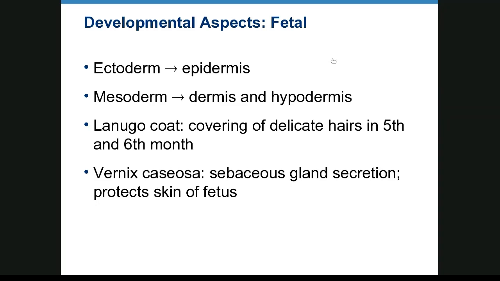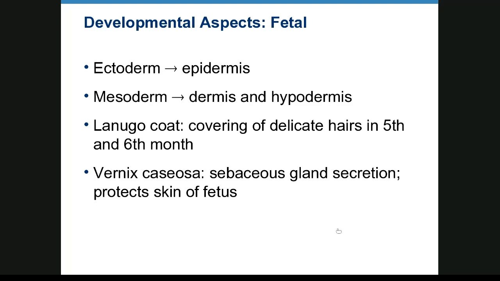Okay, the last little bit, actually it says fetus. This is actually at the embryonic stage. Ectoderm layer becomes epidermis. Mesodermal layer becomes dermis and hypodermis. The lanugo coat is a little coating of hair in the 5th and 6th month of gestation. So a baby born prematurely might be a little fuzzy. He'll get over it. The vernix caseosa is actually a sebaceous gland secretion. Protects the skin of the fetus because this baby's sitting in amniotic fluid for months and months and months.